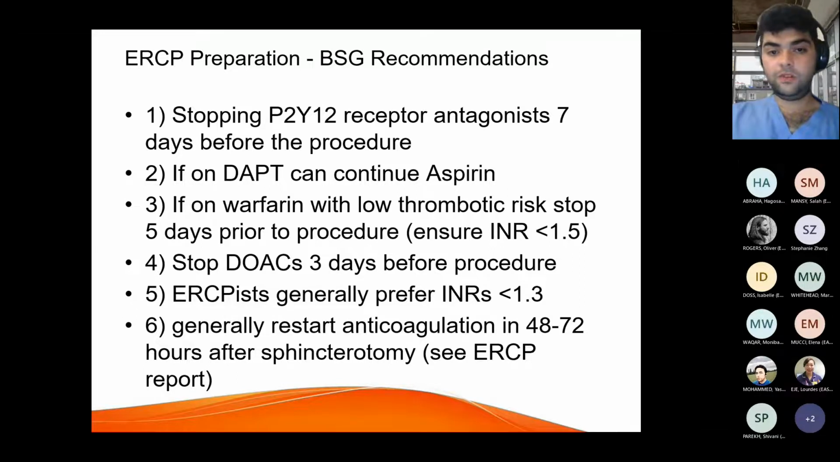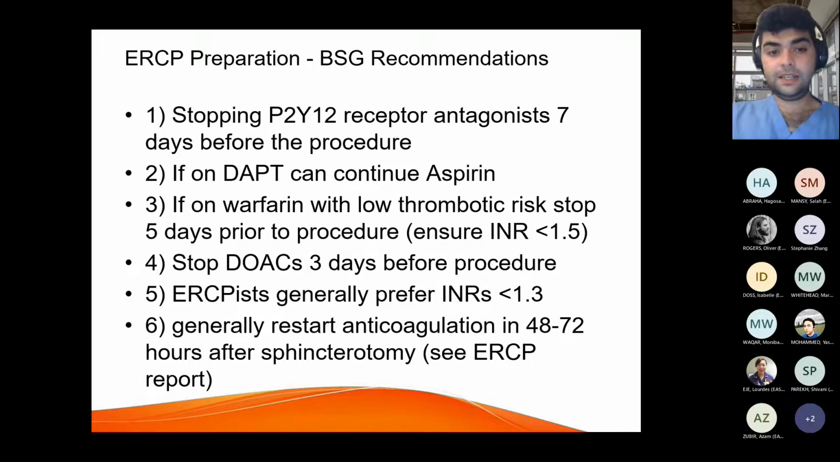If you are on warfarin, we normally ask you to stop the warfarin 5 days prior to the procedure. If they have a low thrombotic risk, you can go with either nothing or prophylactic Clexane, and we want an INR of less than 1.5 at a minimum, although some ERCPists will want it to be less than 1.3. In terms of apixaban, rivaroxaban and dabigatran, we want them stopped 3 days prior to the ERCP. This used to be 2 days.